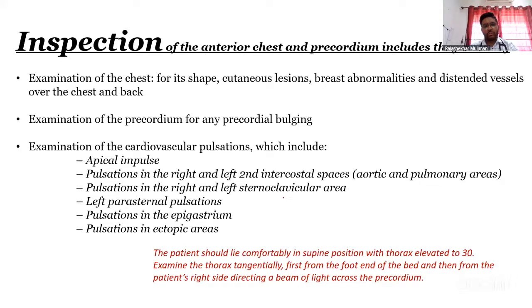In doing this, the patient should lie comfortably in supine position with the thorax elevated preferably to 30 degrees, and always examine the thorax, that is the cardiovascular system, tangentially, first from the foot end of the bed and then from the patient's right side, directing a beam of light across the precordium. This is a very important thing. The patient's position during examination should be like this.